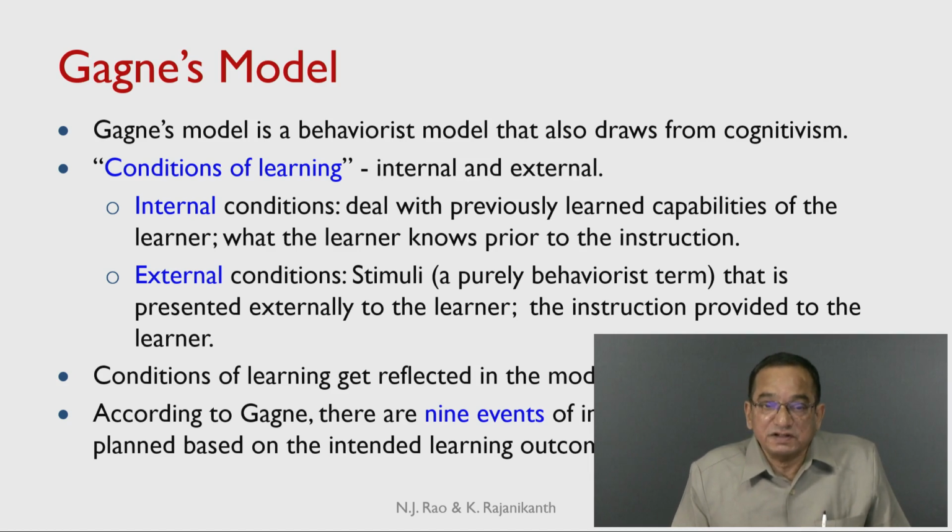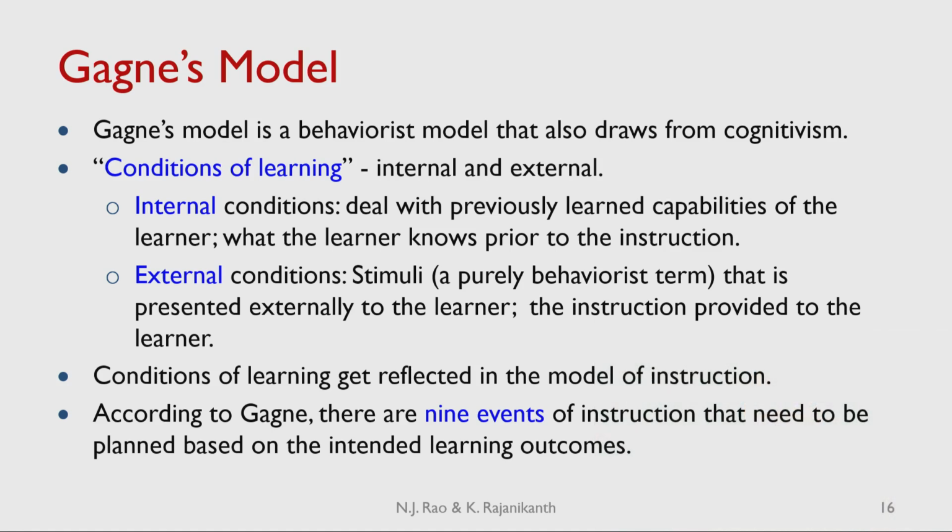Gagne calls this the internal conditions of learning. The external conditions are stimuli, a purely behavioristic term, that is presented externally to the learner. The instruction provided to the learner, Gagne calls these the external conditions. Conditions of learning get reflected in the model of instruction. According to Gagne, there are 9 events of instruction that need to be planned based on the intended learning outcomes.